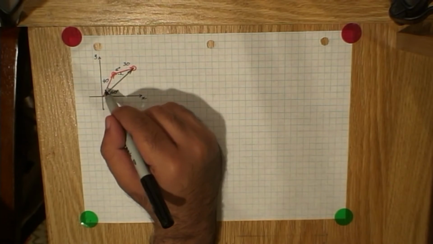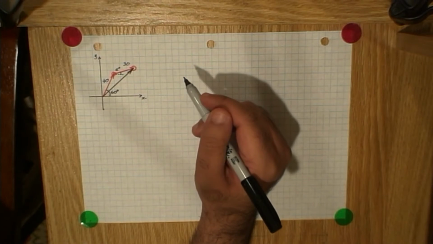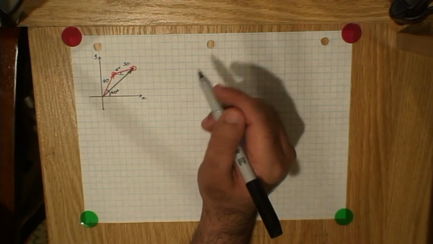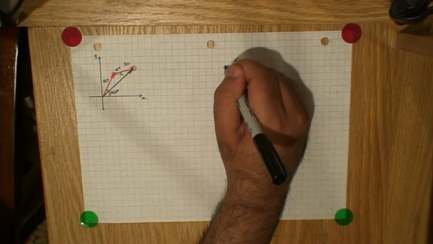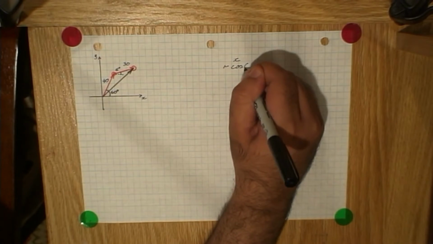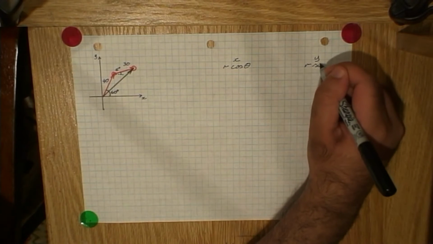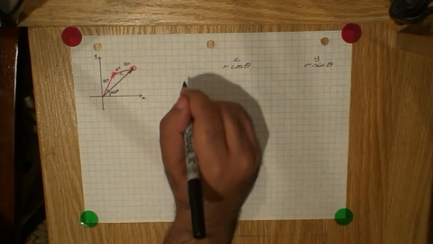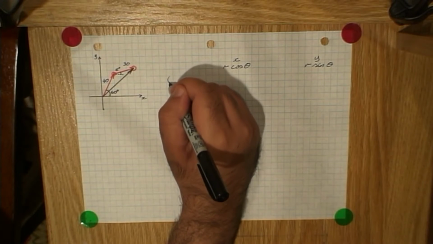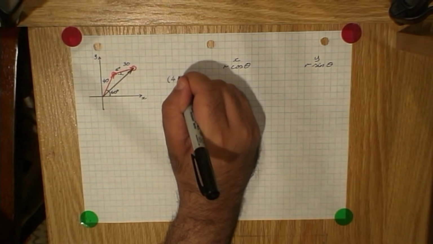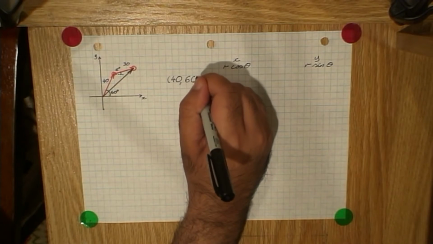Let's start by taking these two vectors, which are currently given in polar notation, and convert them into Cartesian. So in Cartesian, we have to figure out x, which is r cos theta, and y, which is r sine theta. Now, the first vector had a size of 40, and it was oriented at 60 degrees.